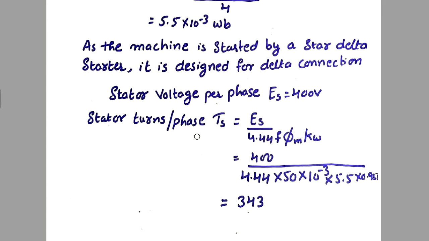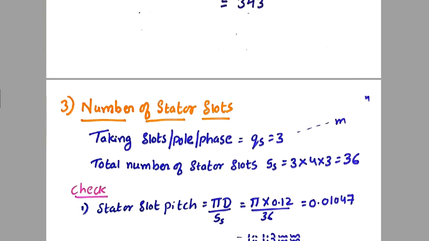Now stator turns per phase TS equals ES by 4.44 F phi M into Kw. This is number of turns per phase. My voltage is 400, as we did in the transformer, the same. So you will get 343 turns. This is not final still. Right now you are getting stator turns per phase, it is 343. Now we will revise that.